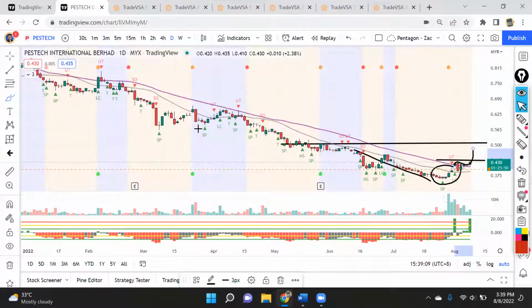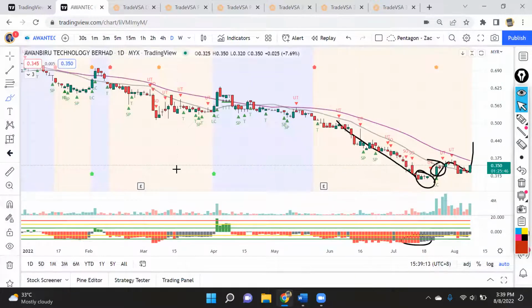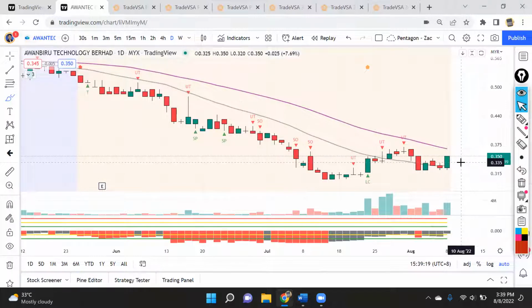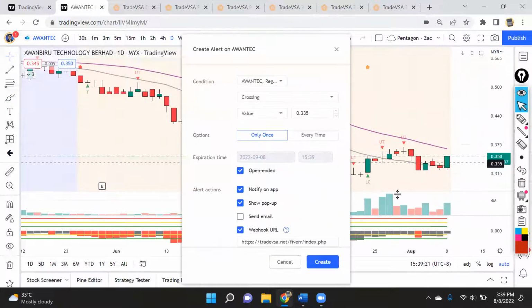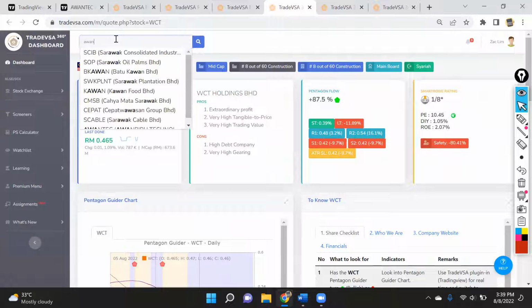Okay, so yes, let's go back to R1 Tech. I think this one is pretty good to monitor. Let me pop my alerts over here. Today it is up around 7 to 8%. And again, we can check from this dashboard.